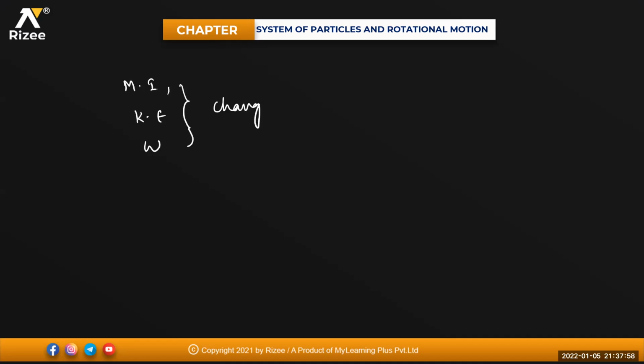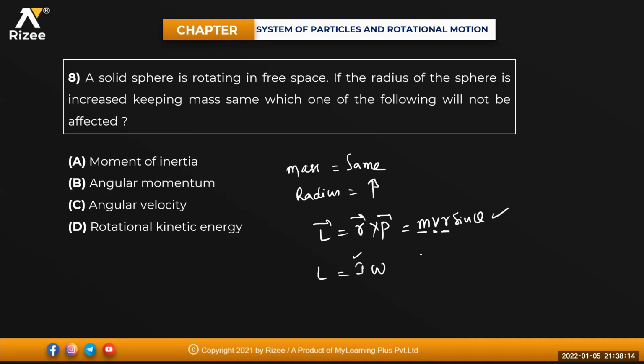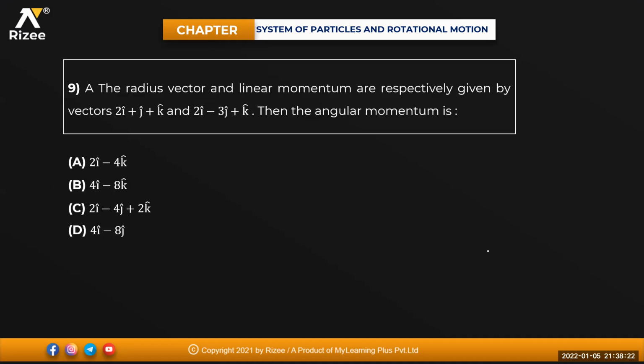But as per the law of conservation of momentum, angular momentum will not change unless and until the net torque is equal to 0. If the net torque acting on the system is 0, then only angular momentum will be conserved. Otherwise, it is not conserved. So which one of the following is not getting affected means angular momentum, because there is no concept of torque on this one. Okay, simple question.